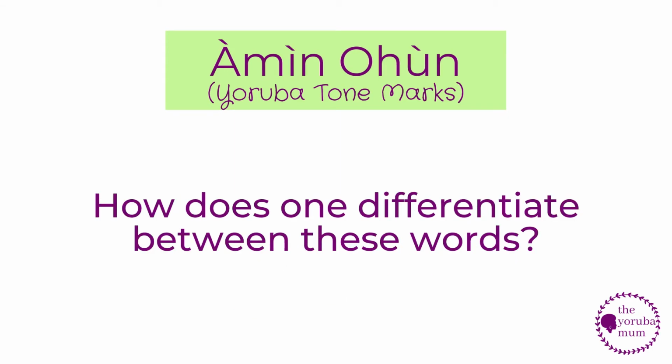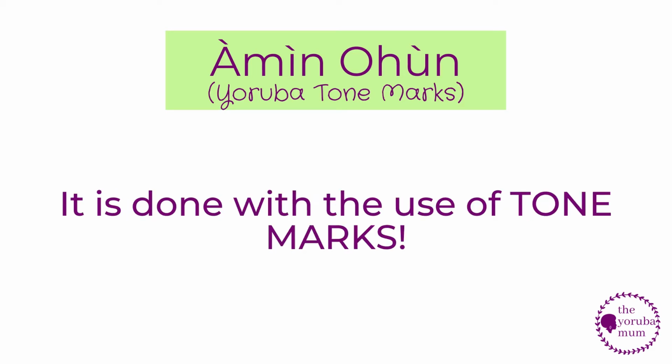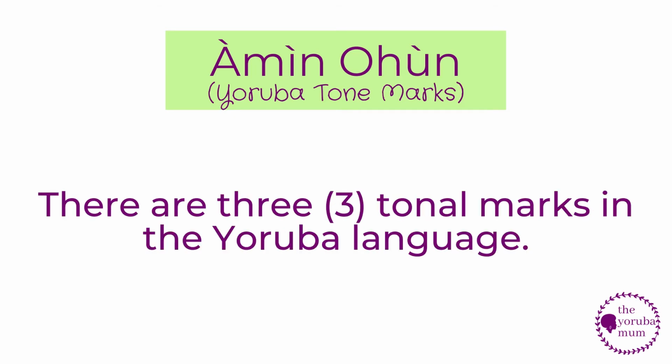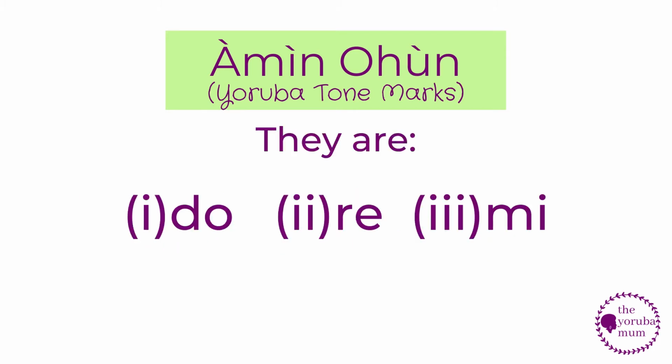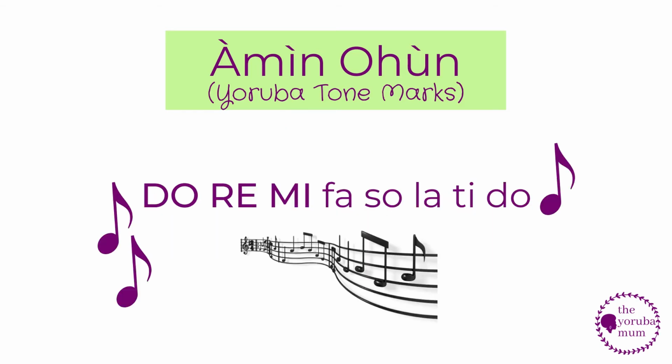So how then does one make this differentiation? How can you tell which word you are supposed to be pronouncing? We make this distinction with the use of tonal marks, our àmì ohùn. Now, there are three tonal marks in the Yoruba language. They are Do, Re, Mi. You probably recognize them to be the first three notes in the tonic solfa.